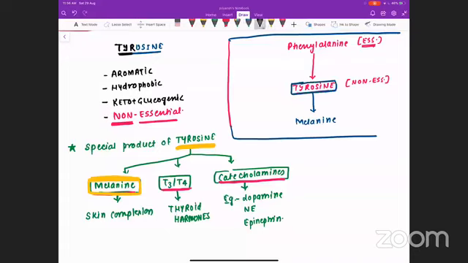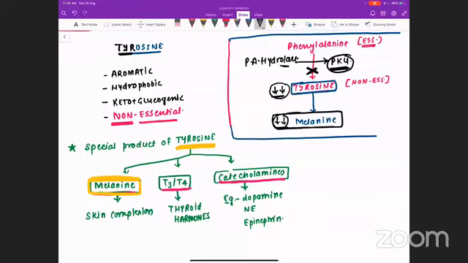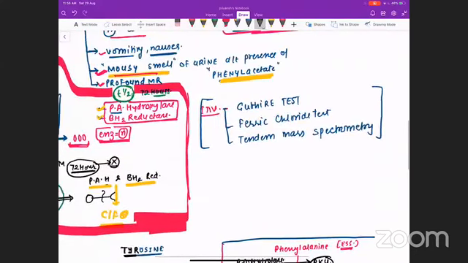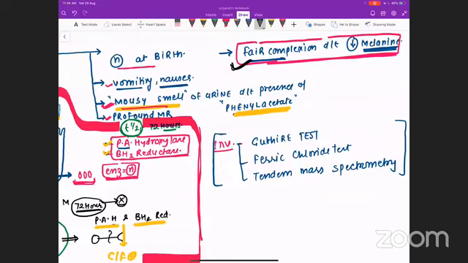If there is a baby who is unable to convert phenylalanine into tyrosine, this condition is called phenylketonuria. In phenylketonuria, this reaction will not occur because of deficiency of the enzyme phenylalanine hydroxylase, so there will be a decreased amount of tyrosine in the body. If there is a decreased amount of tyrosine, then there will be decreased melanin, and because of decreased melanin, there will be fair complexion. The baby will have fair complexion due to decreased melanin.